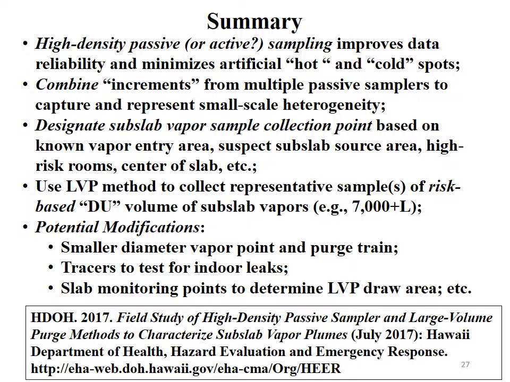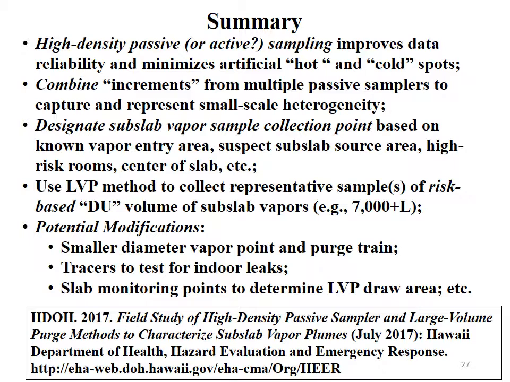Very important, when we switch from site characterization to assessing vapor intrusion risk, to think about what you're looking for. The first thing you want to do is designate a specific hypothetical, or it could be a realistic, vapor entry point in the floor. It could be over a known source area or a known vapor entry point, high risk rooms, center of the slab, or whatever. And then you want to target a collection of a very large volume of vapors that has some risk-based meaning to it. In this case, we're assuming or targeting 7,000 liters of vapors per day intruding into the building. So that's our decision of volume of vapors that we want to get sample data for over multiple days.